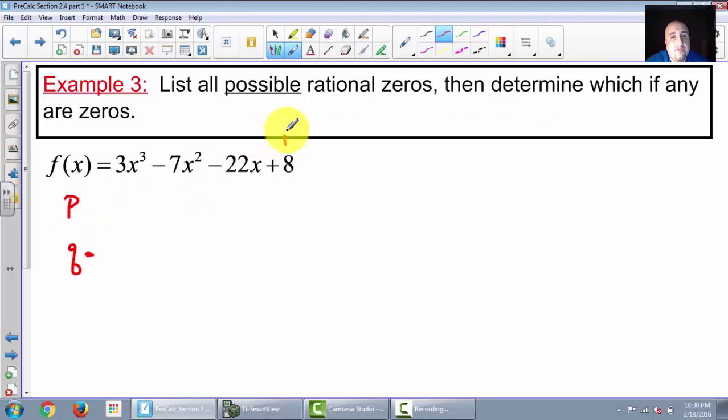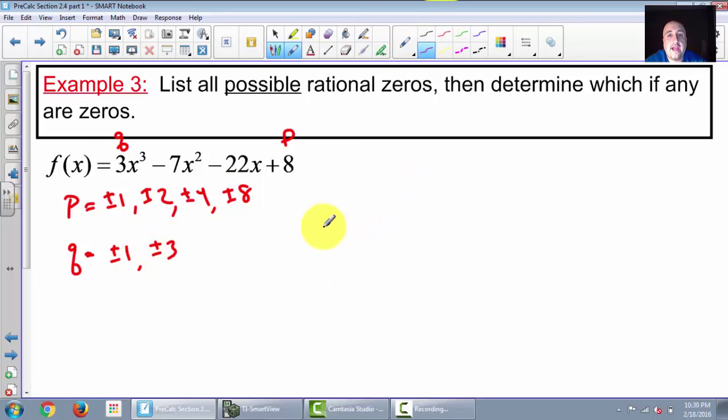Remember, p's are the factors of 8. Factors of 8 are 1, 2, 4, and 8, since 8 is a factor of 8. Now we need q's. Remember, q's are the factors of your leading coefficient. Plus or minus 1, plus or minus 3. Now what we need is our actual list of possibles, our rationals, ones that can be written as fractions. So we have p divided by q's.